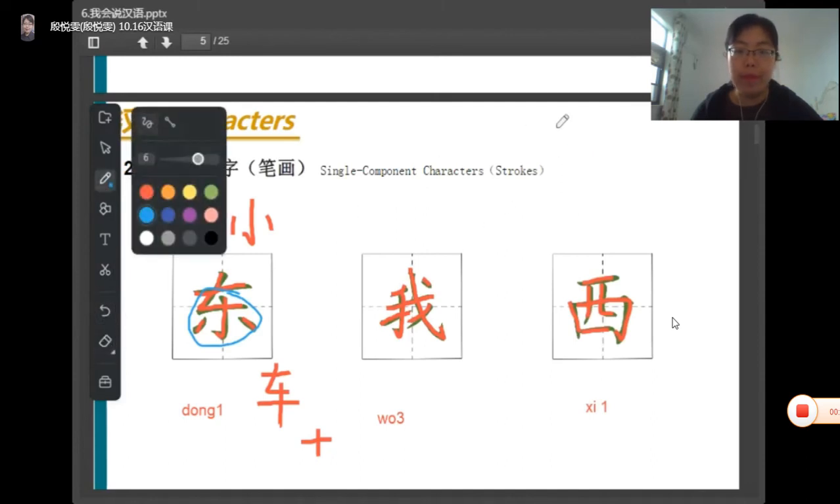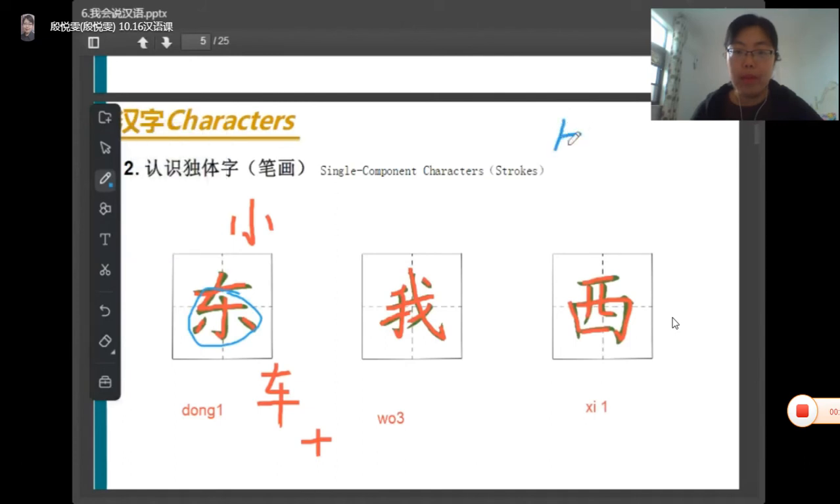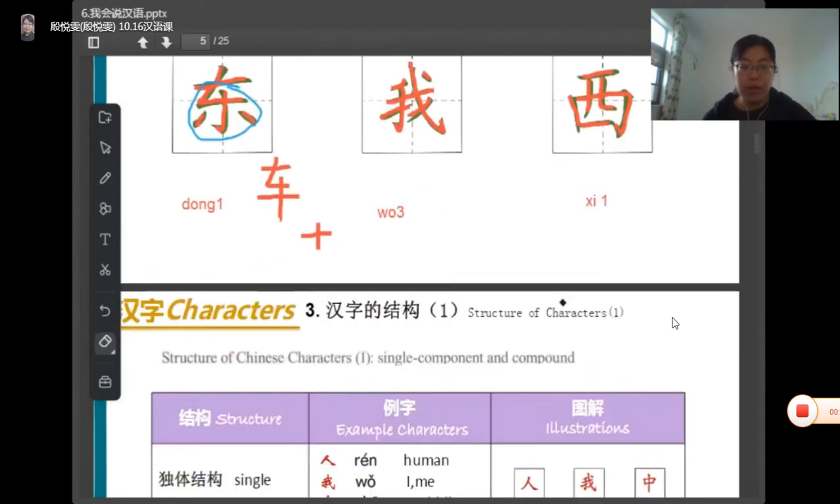Let's see. 钱撇横竖提. This one is 竖提 instead of 竖钩, not the same. 横折钩撇点. This one is 钱, which means money. Just say it. Okay, let's go on.